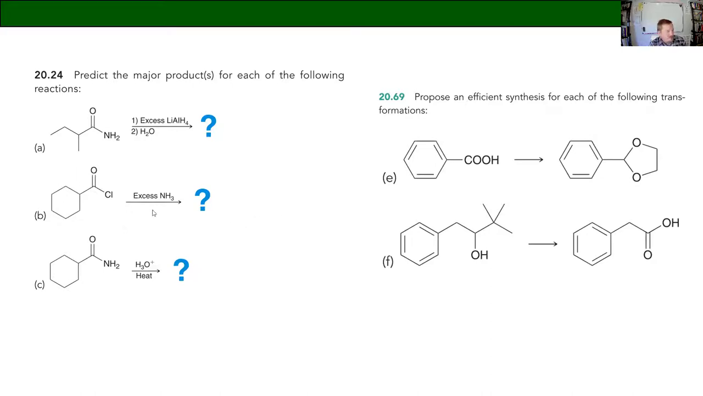All right, so B, we're just going to be converting this acid chloride into the amide. Our amine in this case is just ammonia, so it's not even a primary amine, it's just a nitrogen. So our product is just cyclohexanamide.